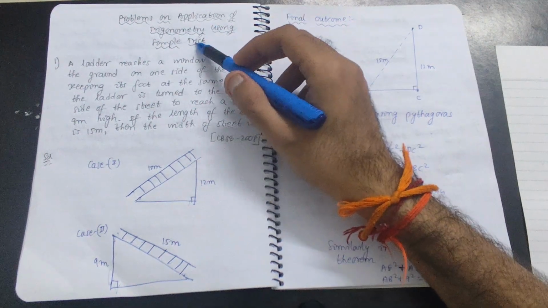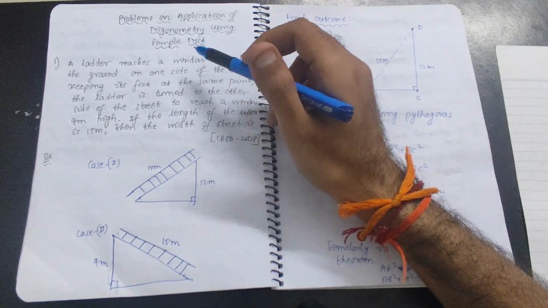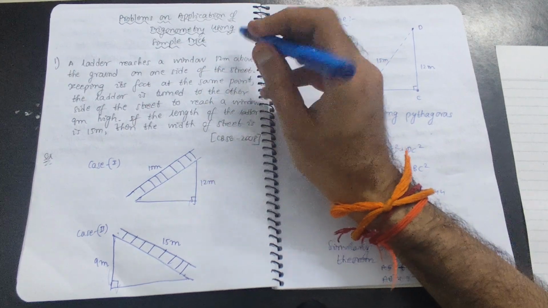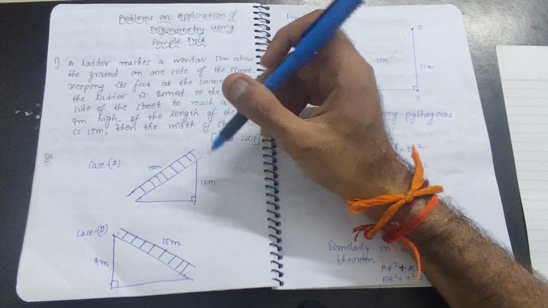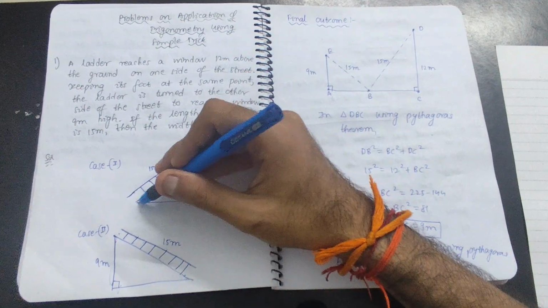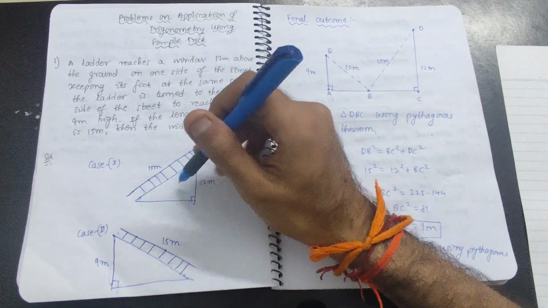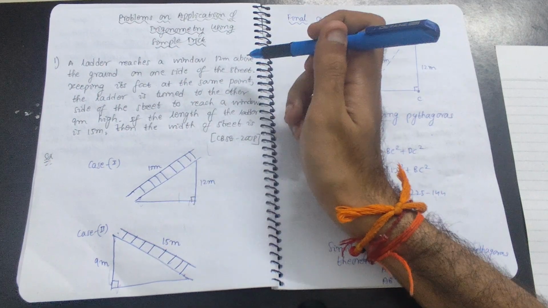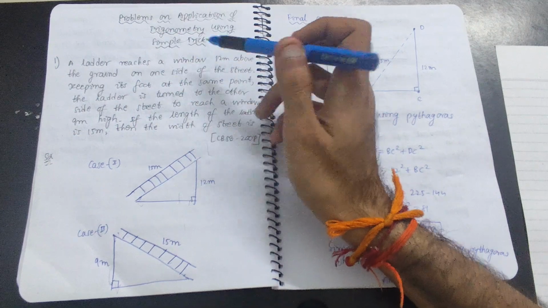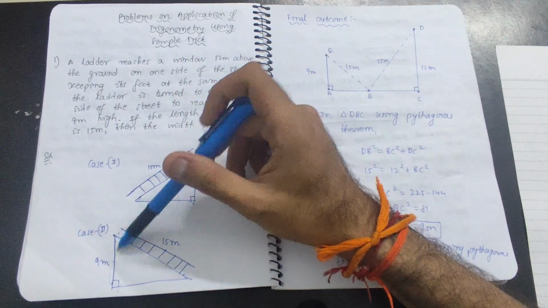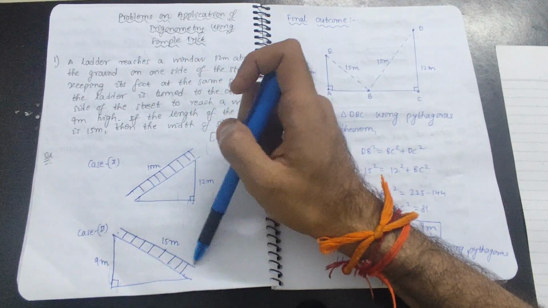Next we'll see simple problems on application of trigonometry. The first question: we have a ladder which reaches a window 12 meters above the ground on one side of the street. So this is a street, I have taken one part of the street. And the second one is when the ladder reaches a window 9 meters high. This is another part of the street.